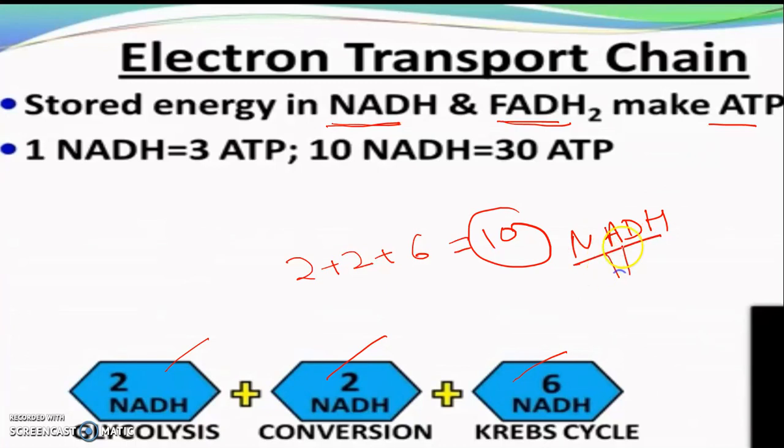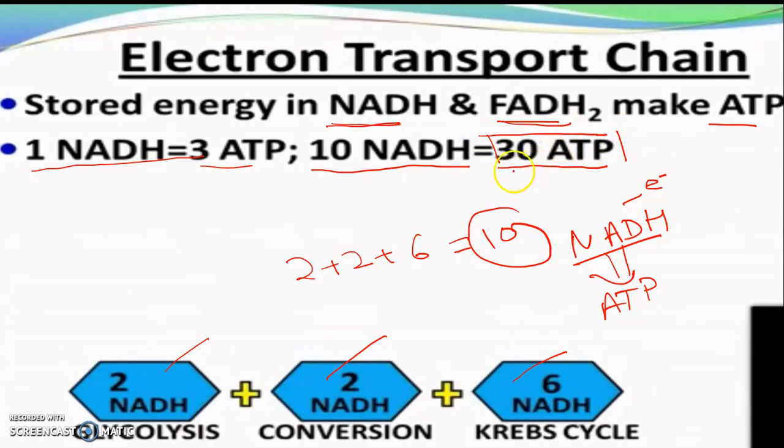Remember this, these are going to be converted into ATP during the electron transport chain, and they are also carriers of electrons. 1 NADH produces 3 ATP, and in the process up to now, during glycolysis, conversion and the Krebs cycle, we have collected 10 NADH. So in the electron transport chain, these 10 NADH are going to be converted into 30 ATP. Remember, these were the storage for ATP.